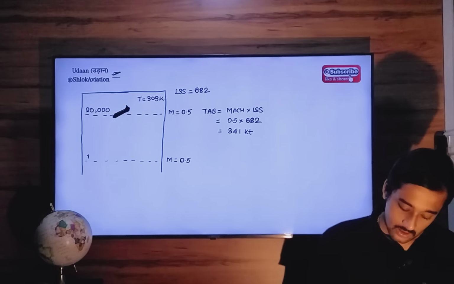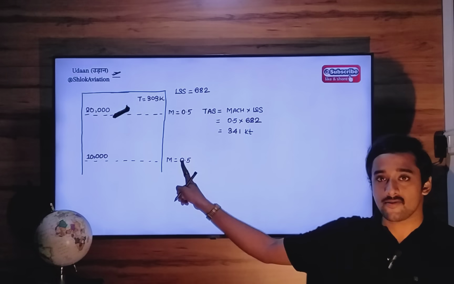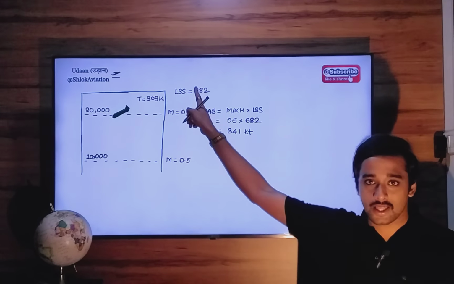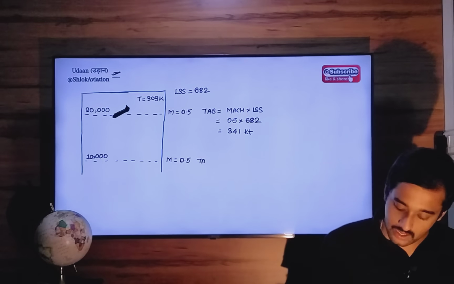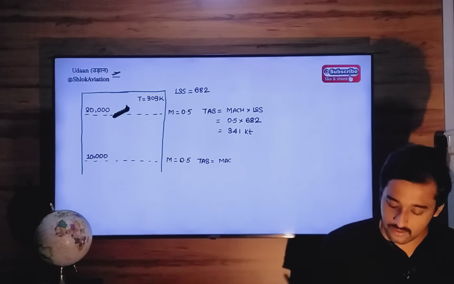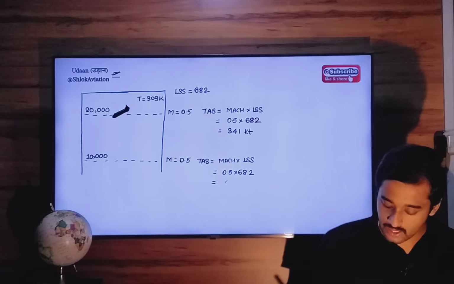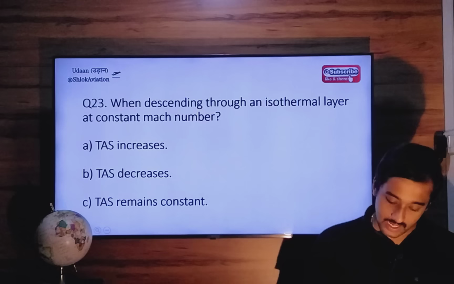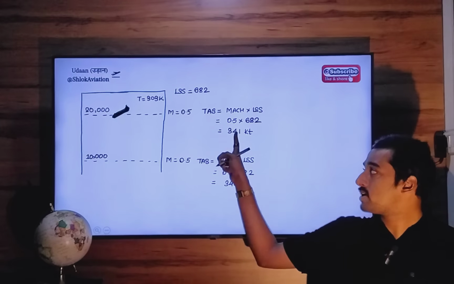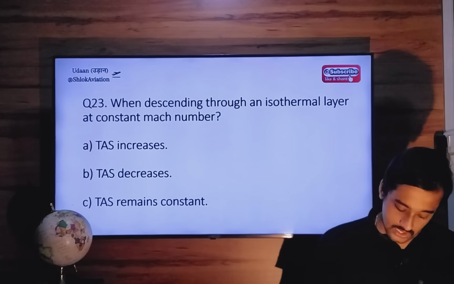Now when you come down, or you descend, to a new pressure altitude of 10,000 feet, your Mach number is 0.5. Local speed of sound is also going to remain the same because we are coming down in an isothermal layer. So your TAS will be Mach multiplied by local speed of sound, 0.5 multiplied by 682. So 0.5 multiplied by 682 again is 341. So the correct answer will be TAS remains constant. At 20,000 feet, 341. At 10,000 feet, again 341. So TAS remains constant.